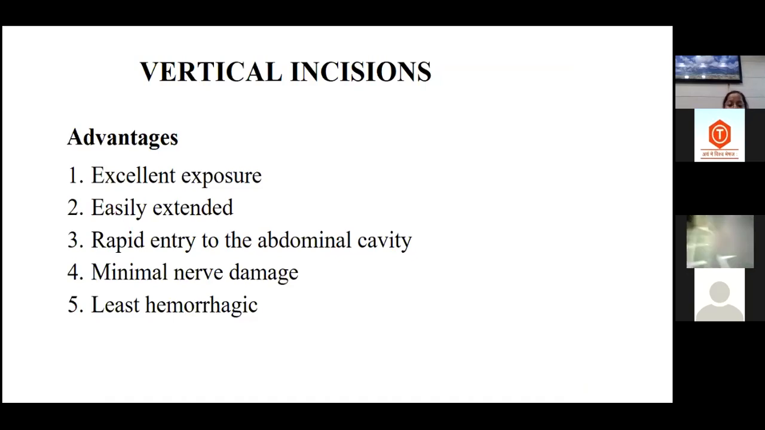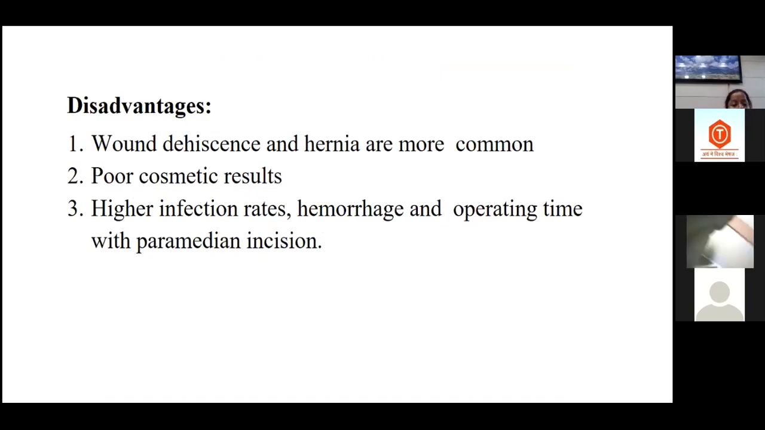Coming to vertical incisions, they have certain advantages: they give excellent exposure, they are easily extended, and there can be rapid entry to the abdominal cavity with minimal nerve damage, and they are least hemorrhagic. The disadvantages are that wound dehiscence and hernias are more common, poor cosmetic results, higher infection rate, hemorrhage, and operating time compared to paramedian incisions.